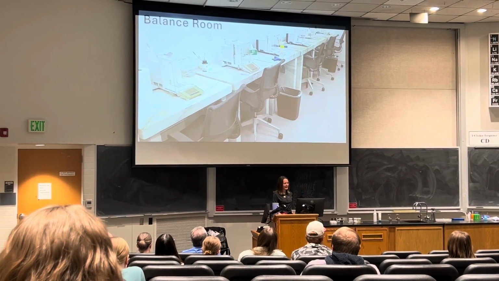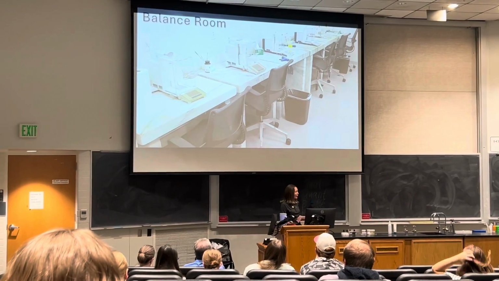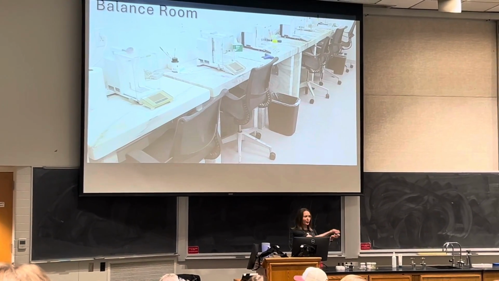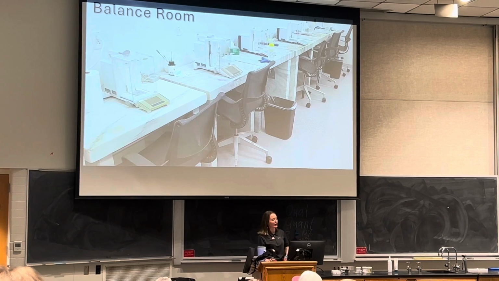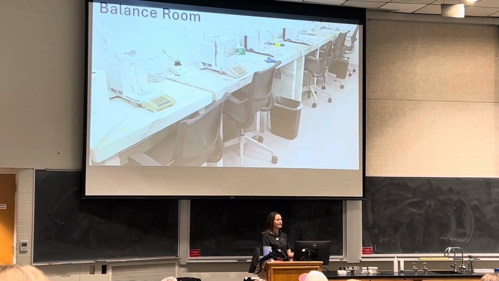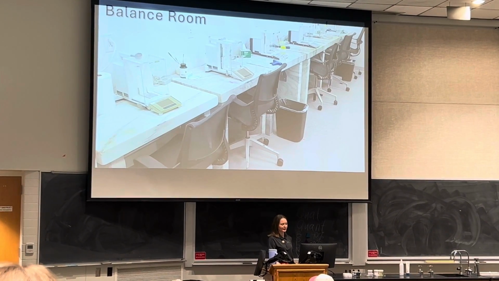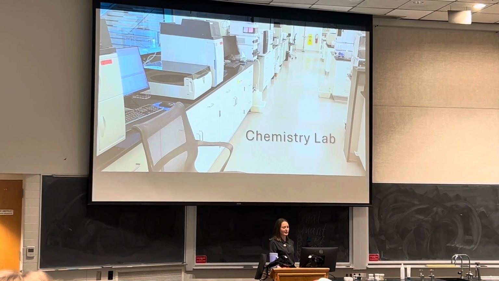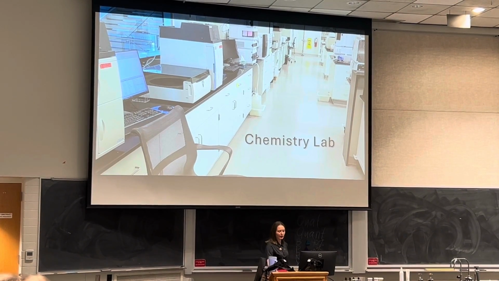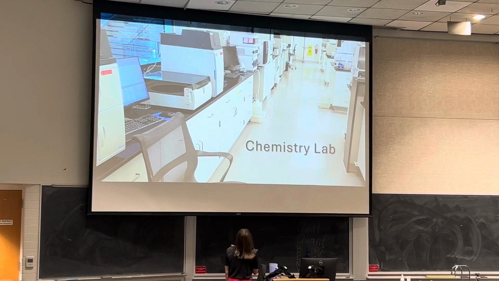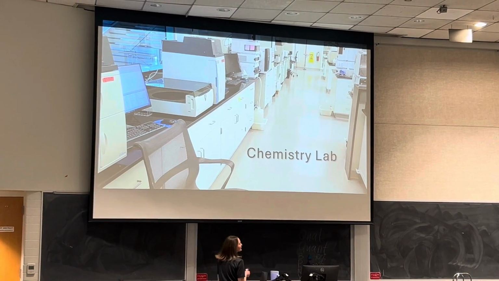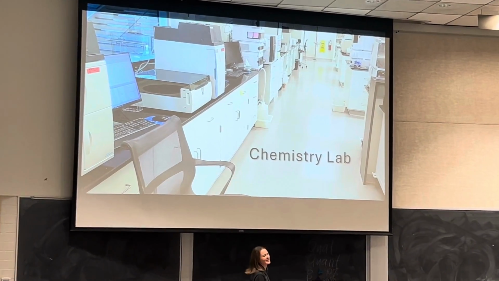Okay, so this is our balance room where we weigh out our sample. Like if we're weighing out our sample of sunscreen for an extraction, this is where we would do it. This is one part of our chemistry lab. Over here you can see our ion chromatography systems. This is where we test the ions in take samples.